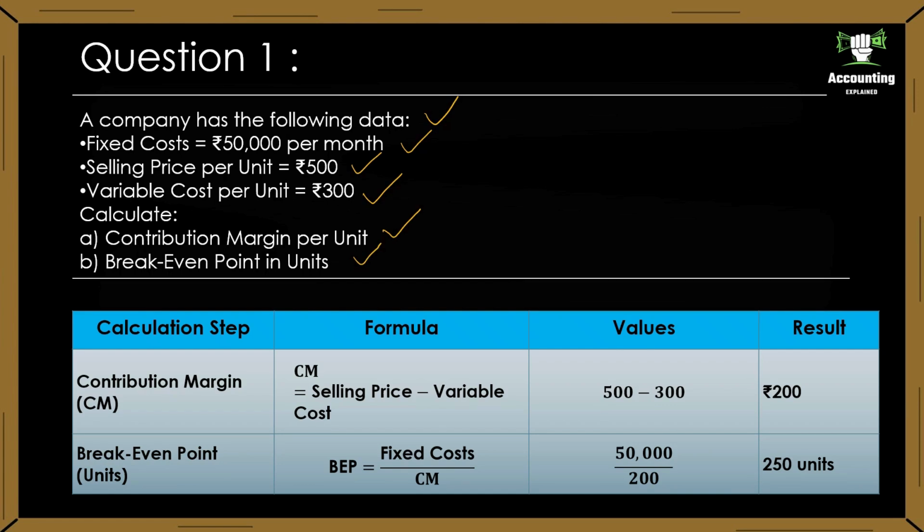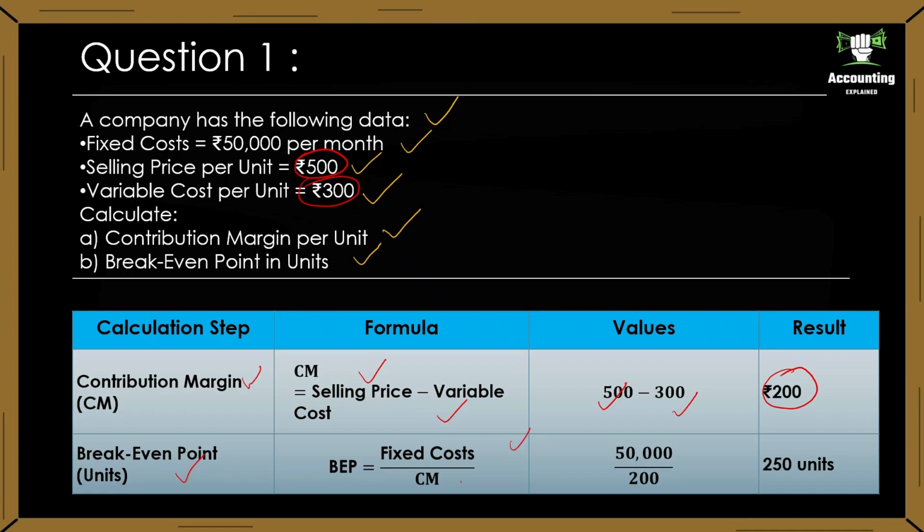Break-even point in units. So first let us find out the contribution margin. Contribution margin formula is selling price per unit minus variable cost per unit. Here selling price is 500. Variable cost per unit is 300, minus 300. So you get contribution margin as rupees 200. Next, break-even point in units.